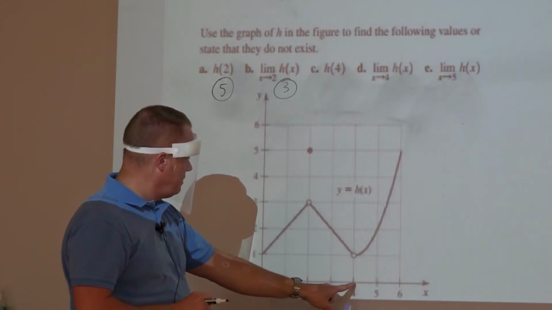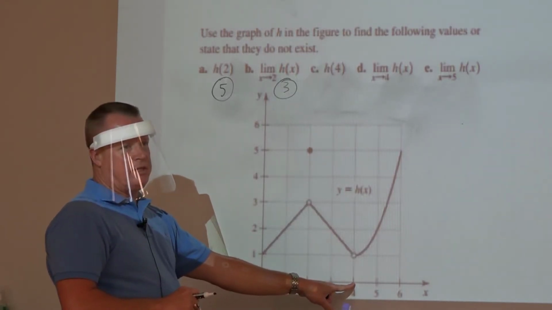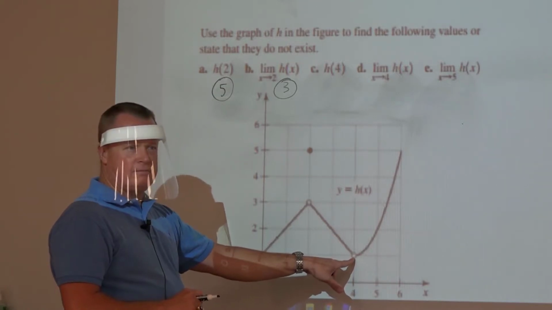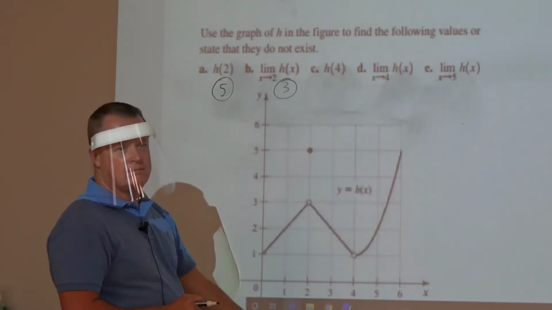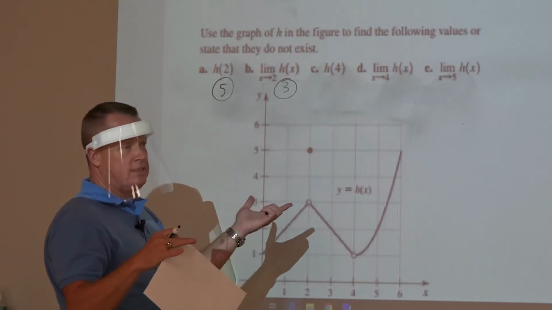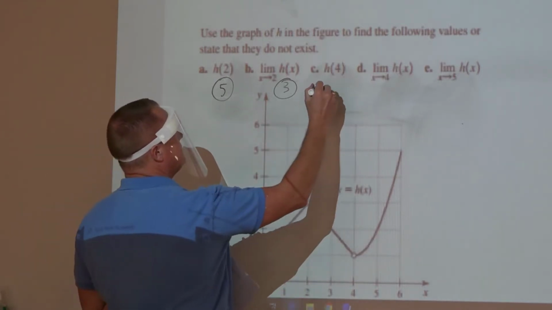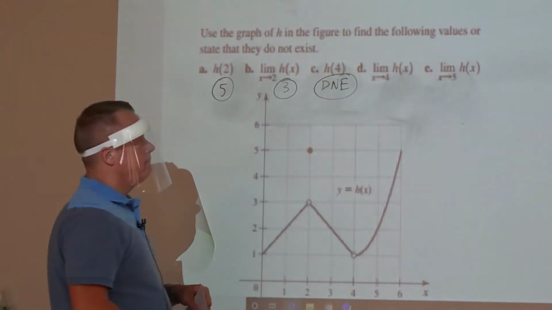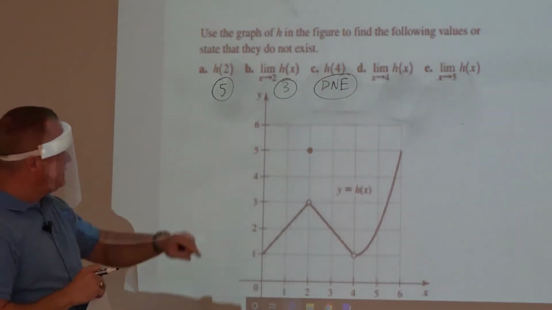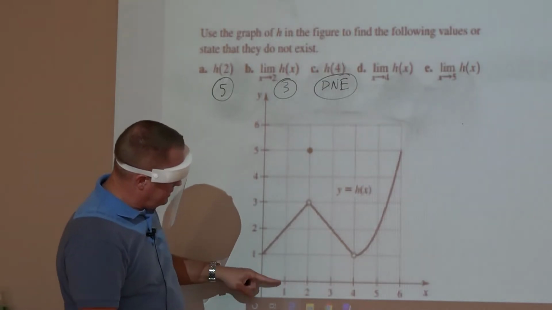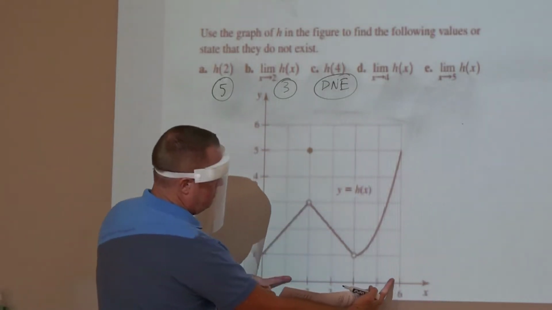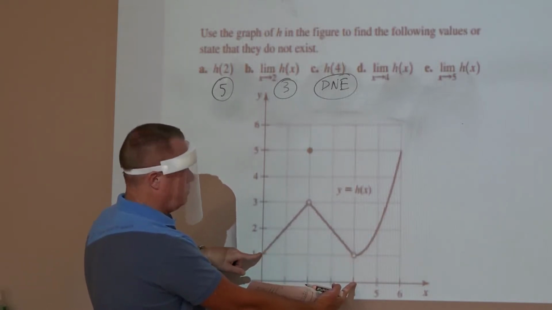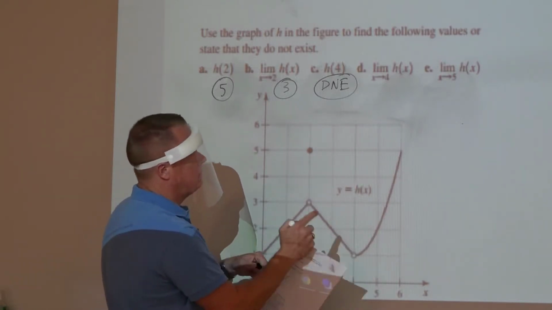What's the function value at 4? 4 is here. What do we say about that? There's a hole there, right? There's nothing. So that does not exist. The limit as x approaches 4: as x gets closer and closer to 4 from both directions, what is y getting close to? It's getting close to 1.